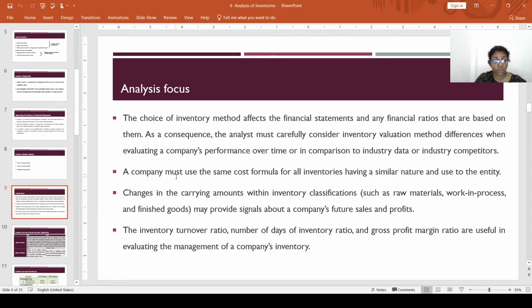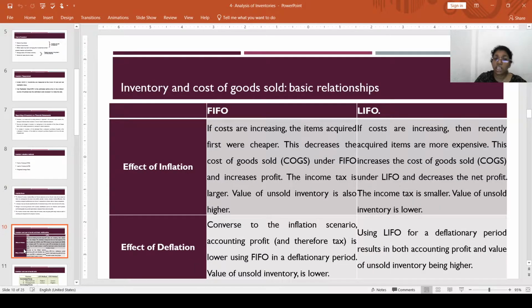The inventory turnover ratio, or the number of days of inventories, and gross margin ratio are useful in evaluating management's company inventory and their usage and their effectiveness. Now let's see the inventory cost and cost of goods sold and how it impacted on the FIFO and LIFO basis. When there is inflation, all the prices of the inventory will go up.